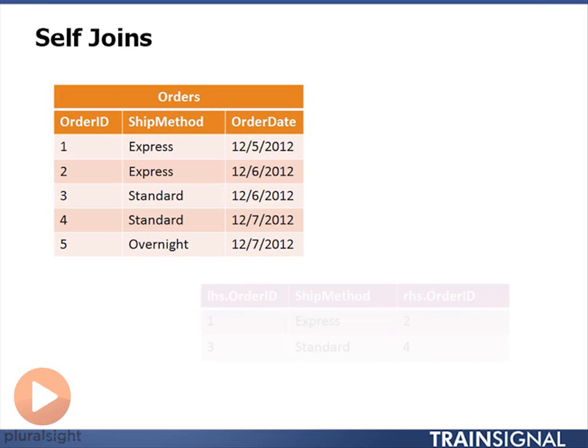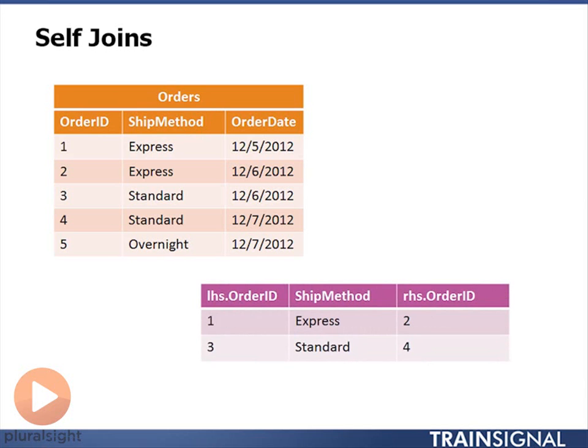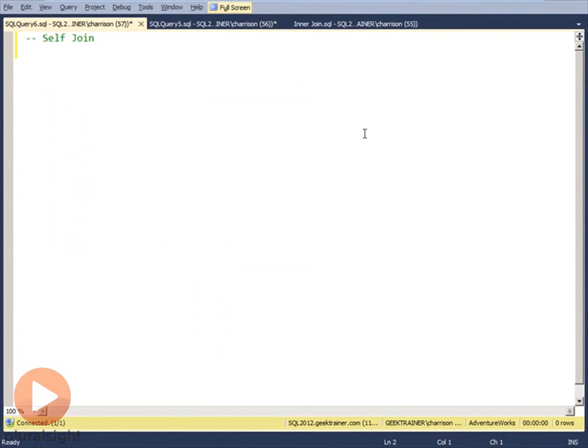So what you'll notice on our results is that we've got both of our sides, left-hand side, right-hand side, and we've got the different order IDs and the ship method in the middle. So we've got express for orders 1 and 2, we've got standard for orders 3 and 4. Let's see how we could potentially do this on the AdventureWorks database. What I want to do is find pairs of employees that were hired on the same day.